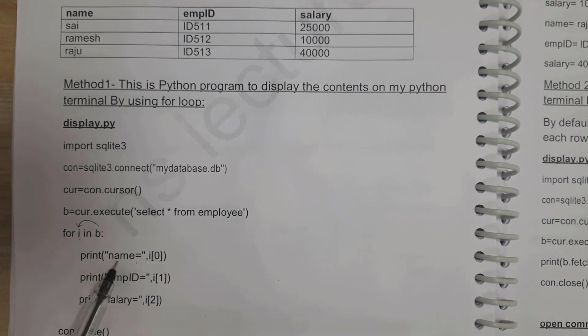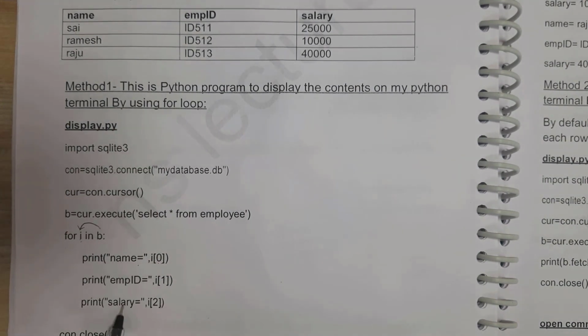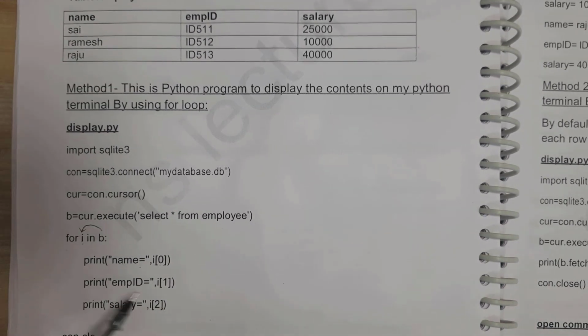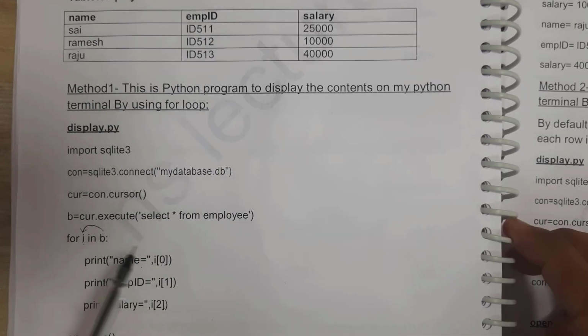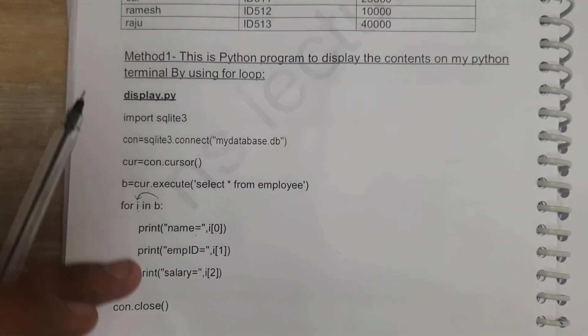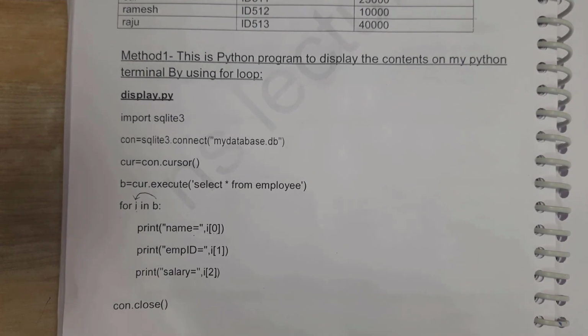So I will get output name Sai, employee ID 511 and salary equal to 25,000. Similarly, it will print name equal to Ramesh, employee ID equal to 512 and salary equal to 10,000. So whenever I run this code, I will get output. This is my output. After performing all these operations, at last we need to close our database. So just write here connection.close.